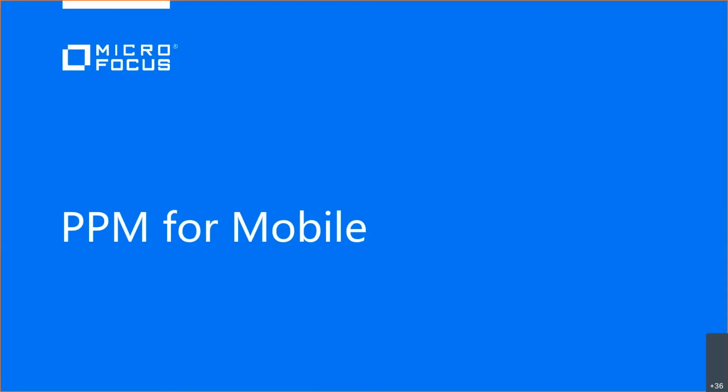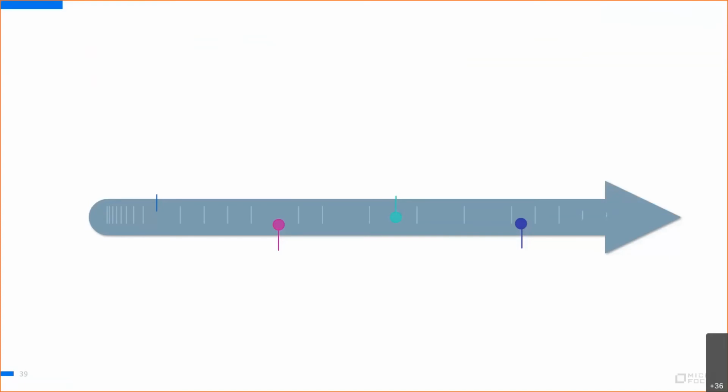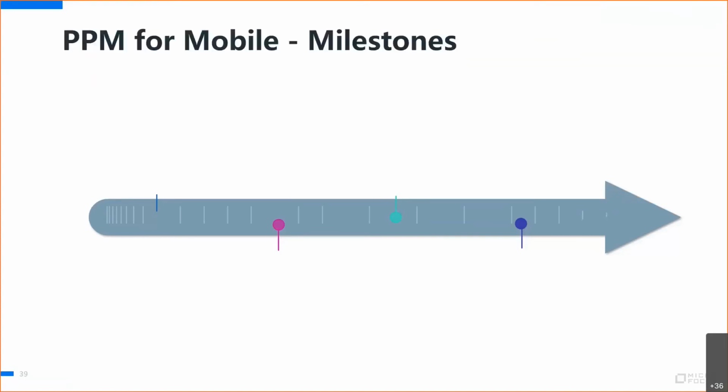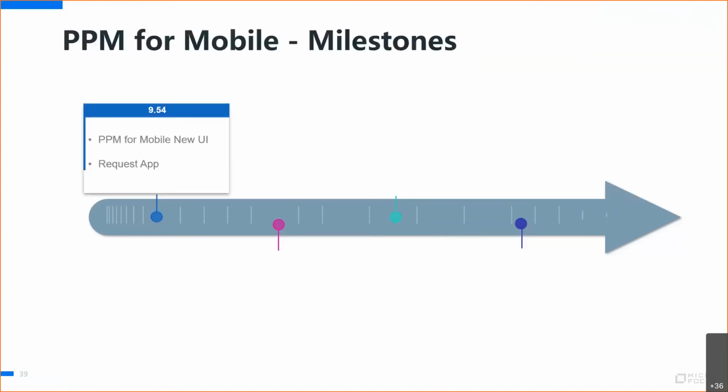Now, let's move to the next one, which is PPM for mobile. As you might know, R&D has been working over the last few releases to provide a new mobile app for PPM. It's written using Google PWA technology, which is a progressive web app, to provide a native app experience. Before going into more detail, I would like to recap what was delivered in the last few releases.